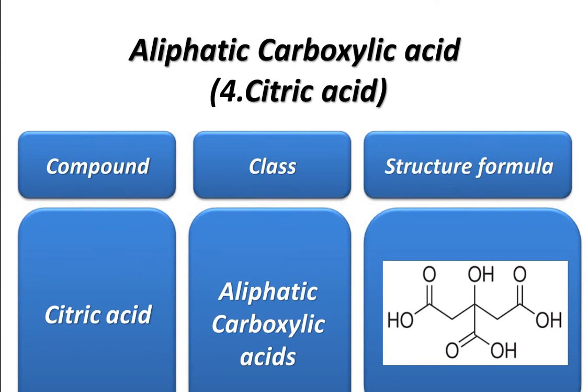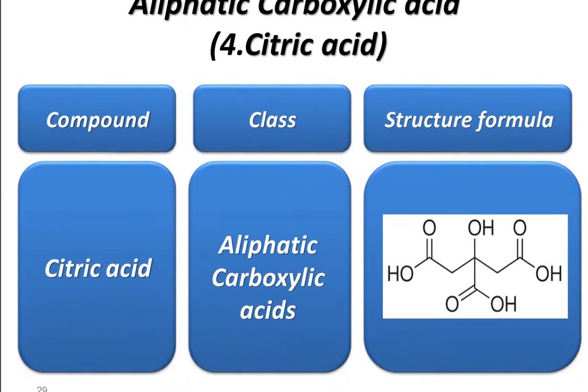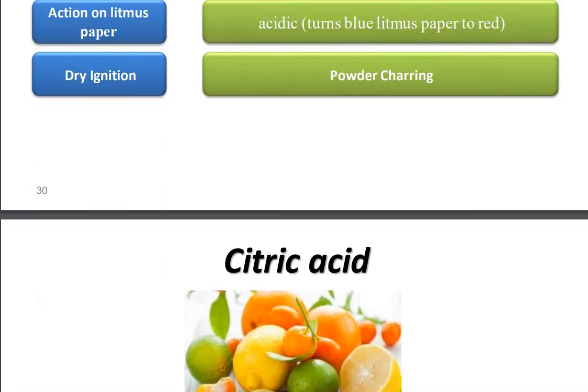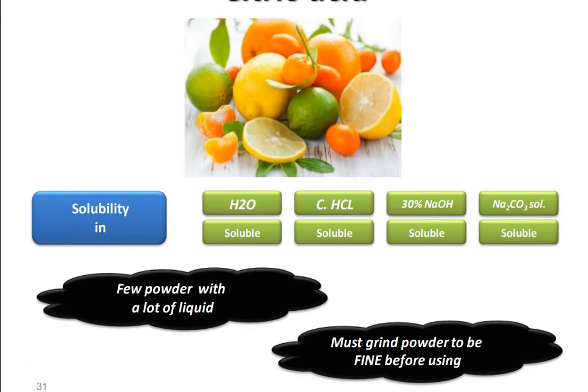decolorization. Now aliphatic carboxylic acid, citric acid, class aliphatic carboxylic acid, and the structure you can see of citric acid. State solid, color white, odorless, action on litmus paper acidic, turns it to red, and dry ignition powder charring. Now citric acid solubility: in water soluble, chloroform, hydrochloric acid soluble, 30% sodium hydroxide soluble, sodium carbonate soluble.